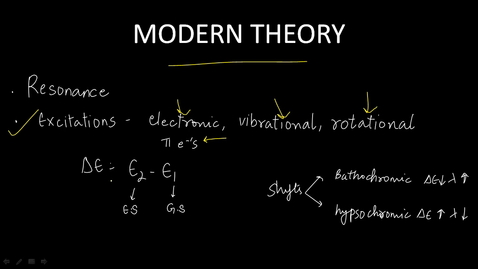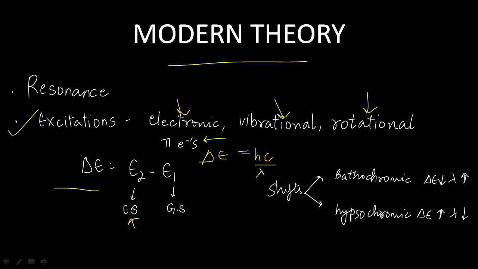How do we calculate the color? E2 is the excited state and E1 is the ground state. When we take the difference, we get a value of delta E. Delta E is equal to hc by lambda, where h is Planck's constant, c is the velocity of light, and lambda is the wavelength. This wavelength corresponds to a particular color, and that is the color we see.